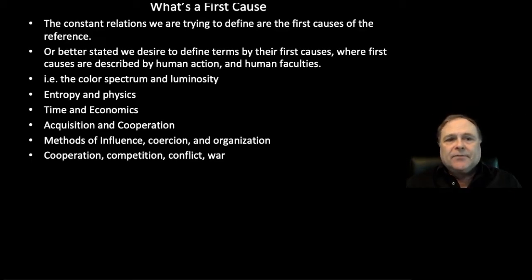So we have, like I said, the color spectrum. We have entropy in physics, time in economics, acquisition and cooperation. We have methods of influence, and we have the ways of cooperation or conflict. So we can discover this first cause across pretty much everything, and that's what we're setting out to do with the method: produce a system of measurement that's a vocabulary, grammar, and logic of first causes.